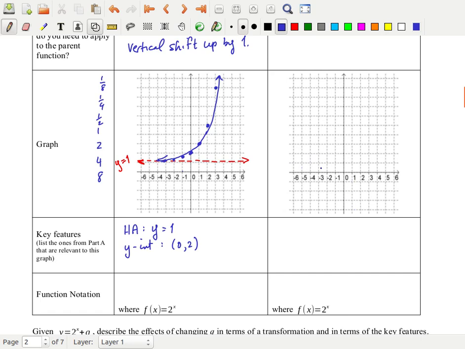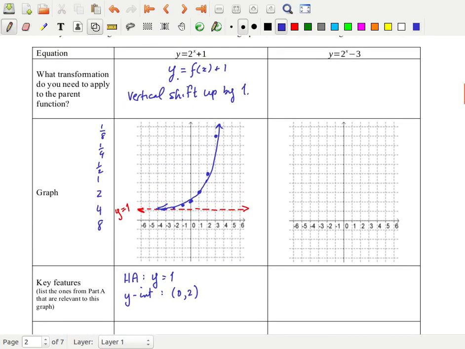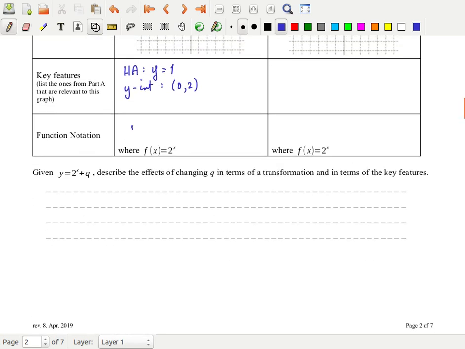All right, let's do the same thing. Oh, I'm not quite done yet. Function notation. So the original function was y equals 2 to the x plus 1. I actually wrote the function notation already to help clarify the transformations. So the new function notation for this one is y equals f of x plus 1.